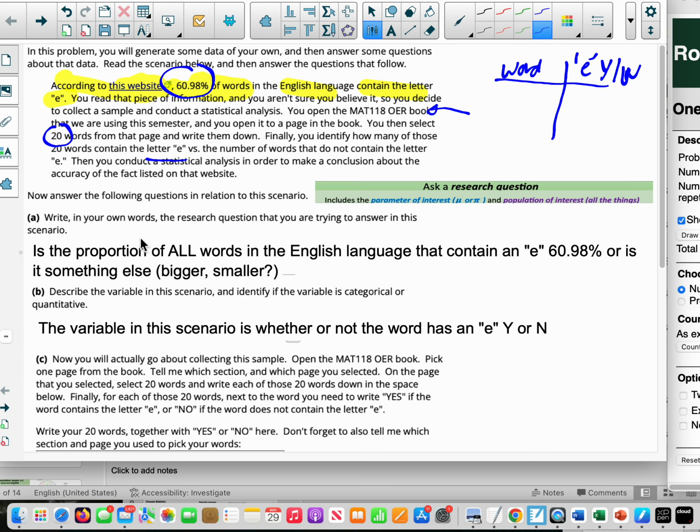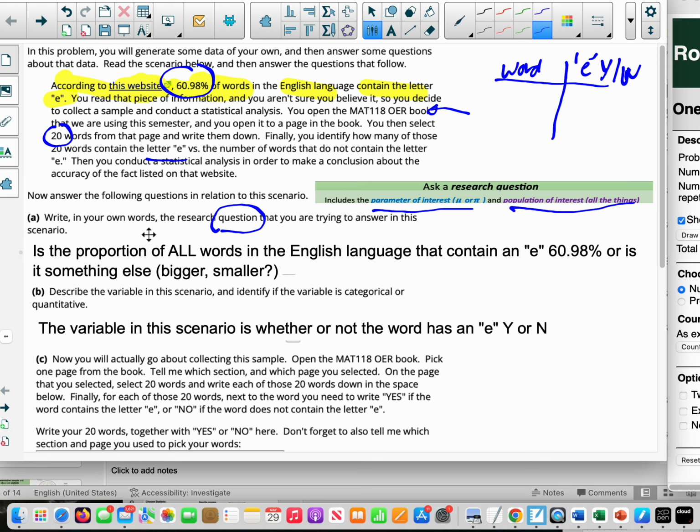So the first question says, write in your own words the research question. This actually needs to be written as a question, not a statement. We're forming a research question. When we're looking at a research question, we want to make sure that we include the parameter of interest and the population of interest in our question.